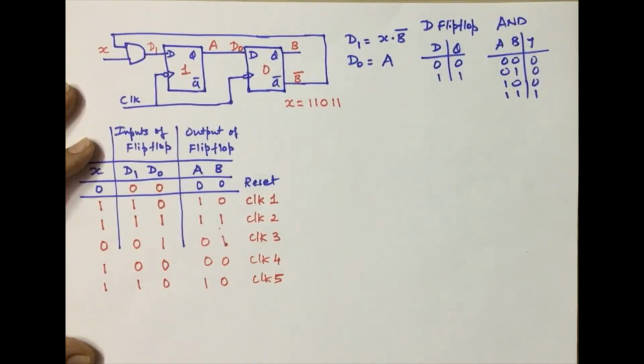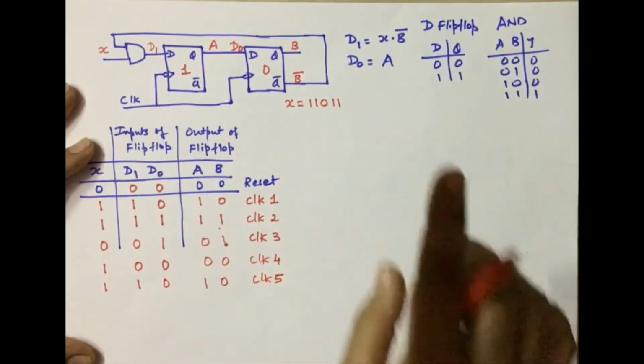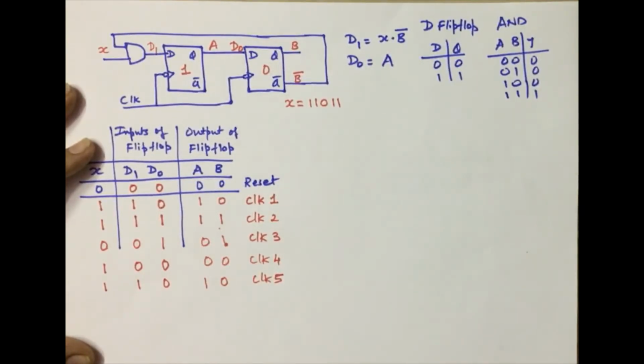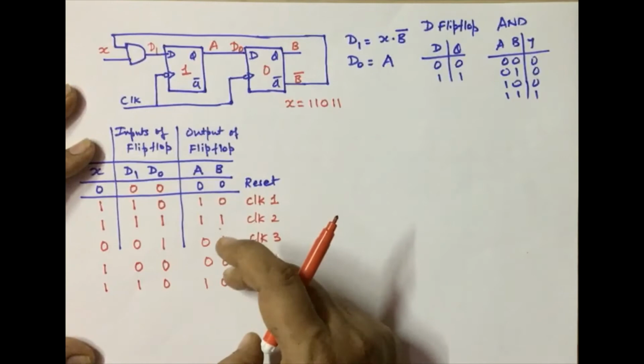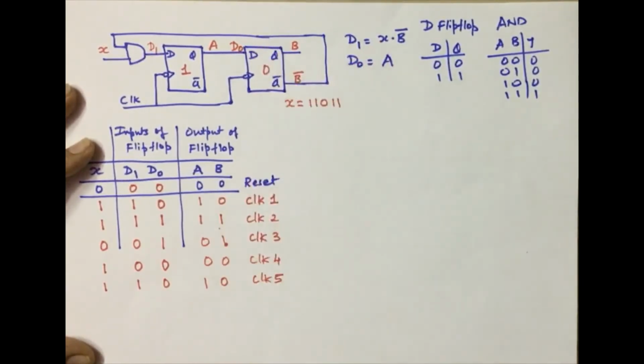So we can note down that if the input is 1 1 0 1 1 for various clock pulses, then the output of the 0th flip-flop changes to 0 1 1 0 0. We can also demonstrate this tabular representation in the form of a waveform, graphically. So next we are going to learn how to represent this graphically.